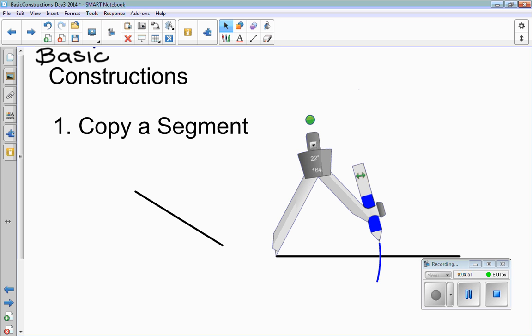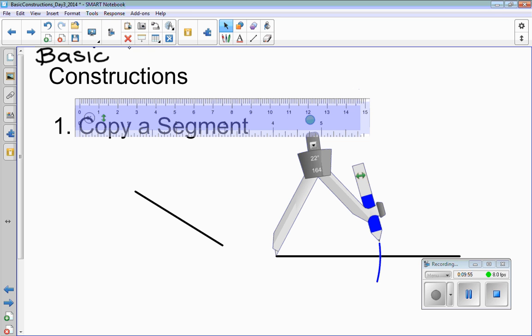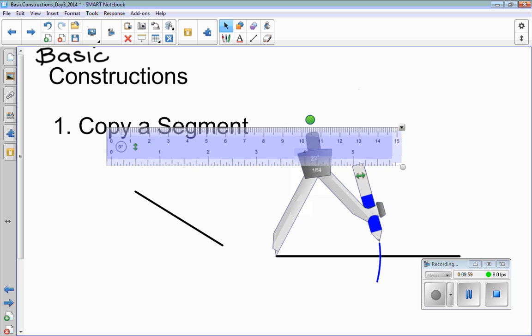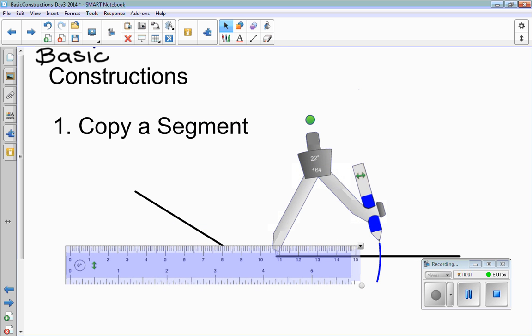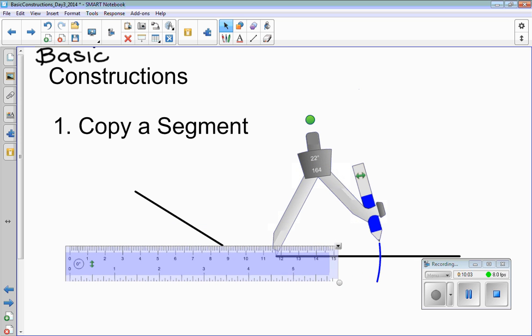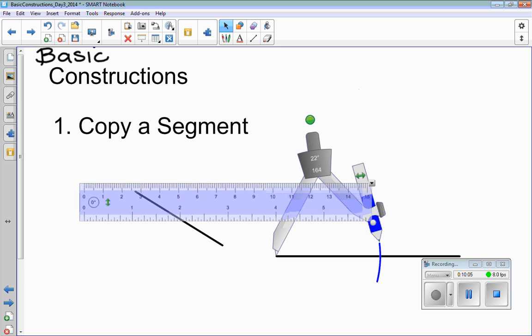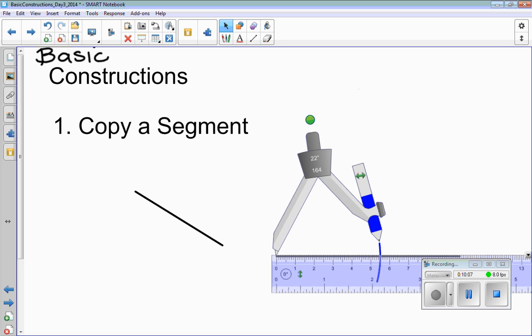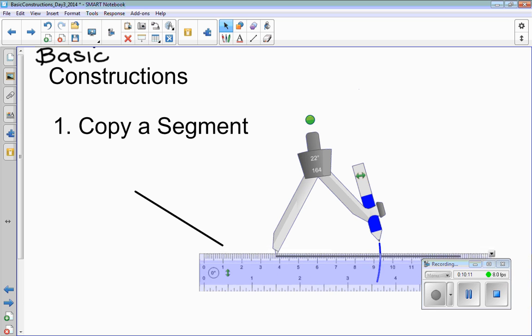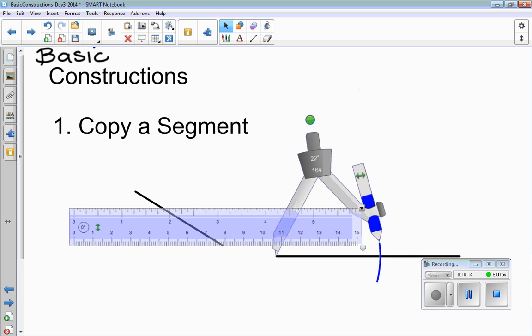Okay? So what we can do is we can actually measure, if we wanted to make sure that they were in fact the same length. So let me see if I can rotate it. I don't know if it'll let me do it. All right, so this length is going to be about 5.5 centimeters according to my ruler. And I think I should be able to rotate somehow.